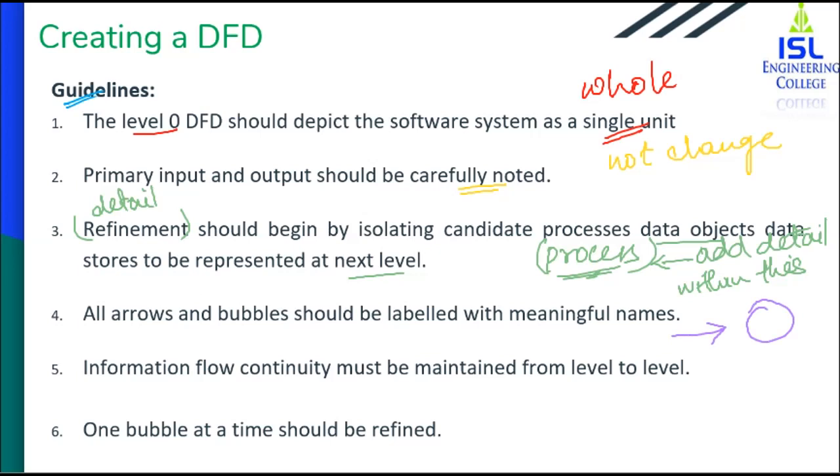Then the next one is, information flow continuity must be maintained from level to level. That is, how the information is flowing. If the information is flowing from one bubble to another bubble, or from an external entity to a particular bubble, then this information flow needs to be maintained. You cannot just remove this arrow. This arrow needs to be present. Then one bubble at a time should be refined. When you're refining from level 0 to level 1, you're going to focus upon one bubble at one specific time.